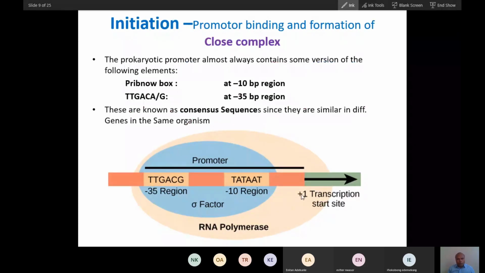Promoter, I have already told you. The promoter region is made up of about 40 bases. And this is upstream. What is upstream and what is downstream? I have already explained. Upstream is the region before the nucleotide from where RNA is synthesized.